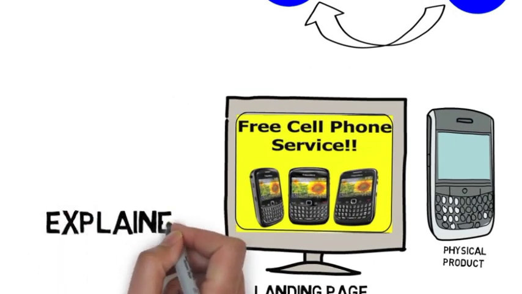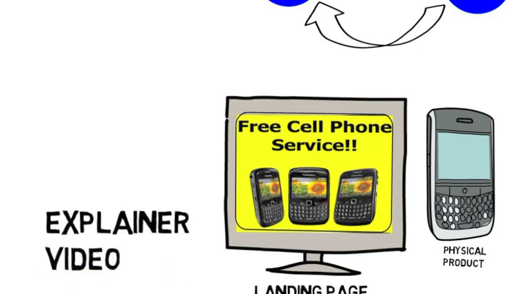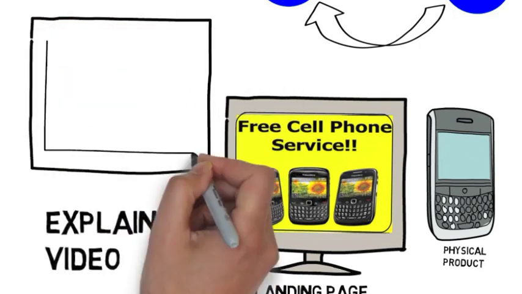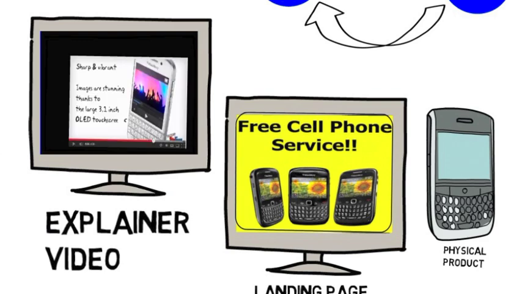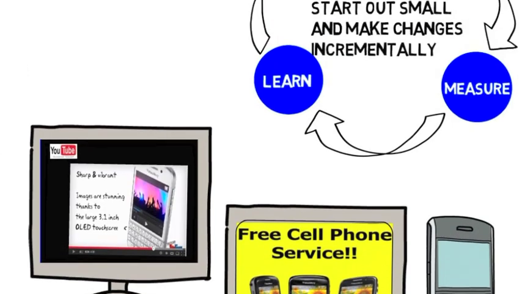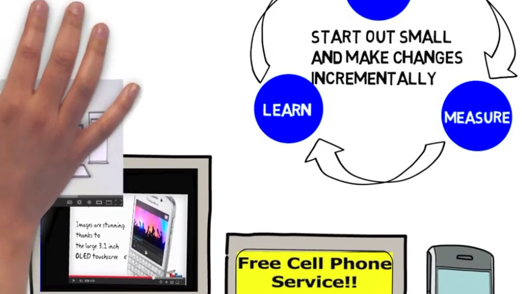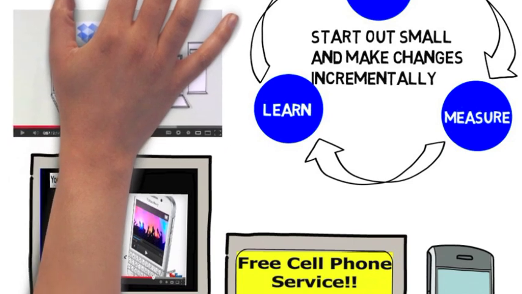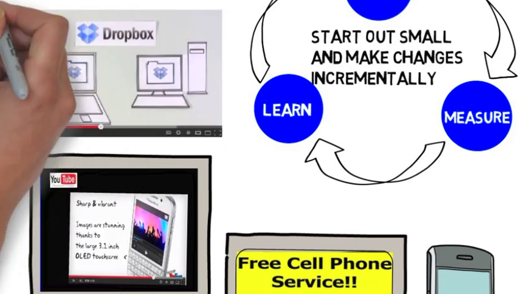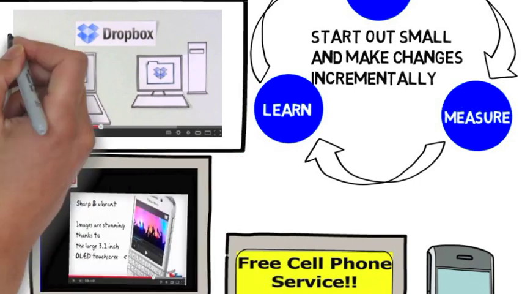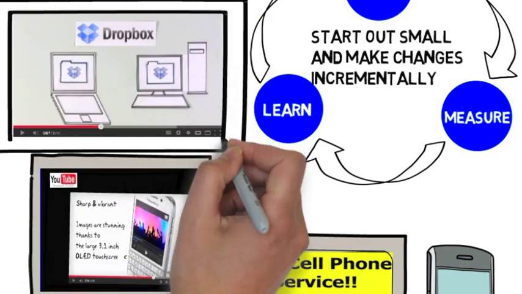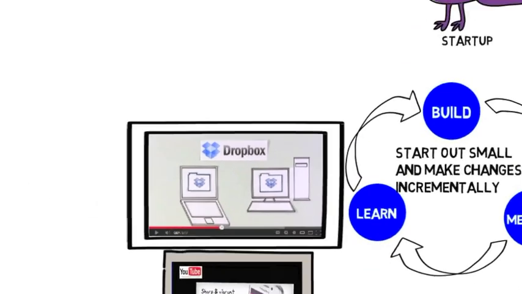Another popular type of MVP is an explainer video. Just like it sounds, this is a short video that explains your product or service idea to potential customers. Dropbox, a company that provides online file storage solutions, went from a startup to a $4 billion company very quickly by initially using a 4-minute explainer video that showed how their application works.